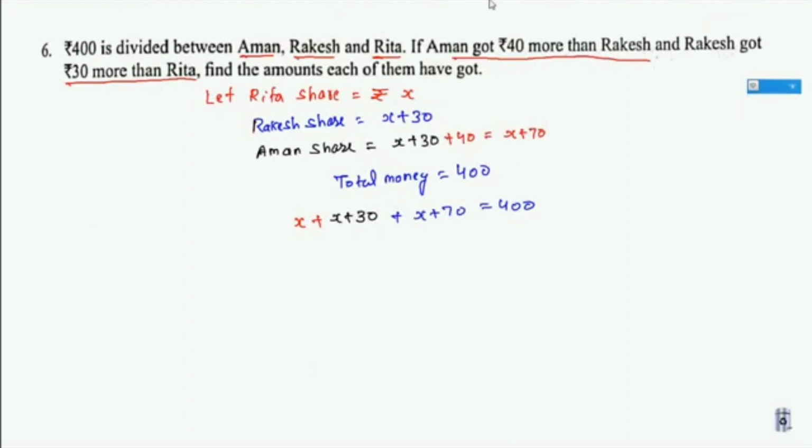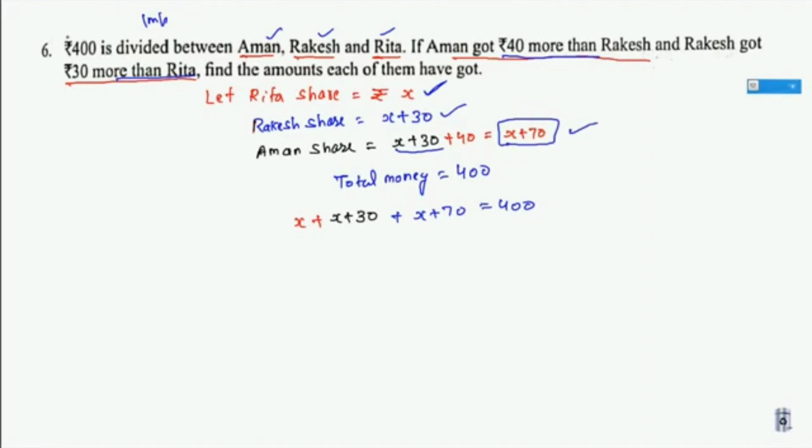Next question. Rupees 400 is divided between Aman, Rakesh, and Rita. If Aman got rupees 40 more than Rakesh and Rakesh got rupees 30 more than Rita, find the amounts each of them has got. Here students, we will suppose Rita's share is rupees x. According to the question, Rakesh got rupees 30 more than Rita, so Rakesh's share is x plus 30. And Aman's share is x plus 30 plus 40, because Aman got rupees 40 more than Rakesh. So it will be x plus 70.